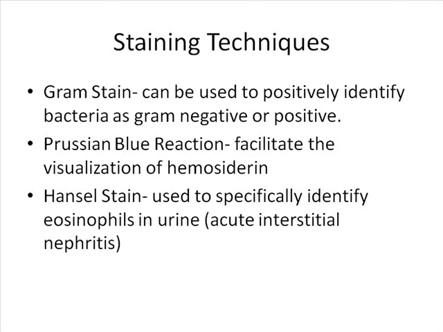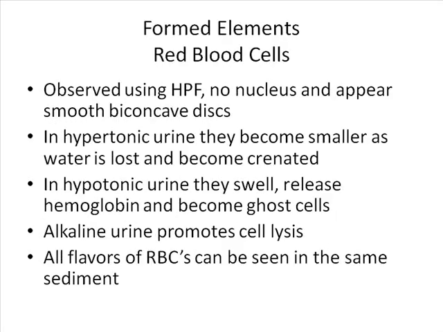And Hansel's stain is a specific stain used for eosinophils for acute interstitial nephritis. That is a very specific type of procedure to see if you have eosinophils in the urine. Those eosinophils are associated with renal stress due to taking medications. Maybe they're giving a patient some heavy-duty antibiotics, and they want to see the effect on the renal system. So they'll look for eosinophils.